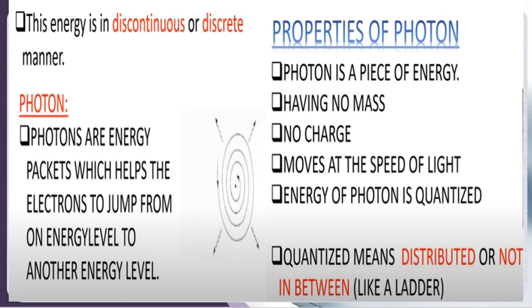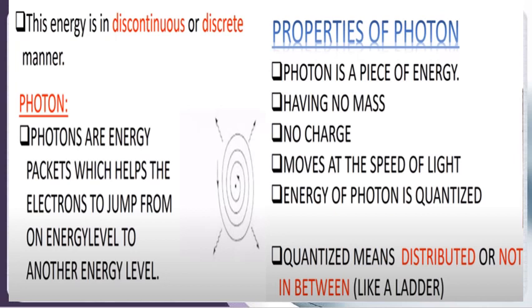Here the next one is given, that is, what is a photon? What is it? Now here the photons are energy packets which help the electrons jump from one energy level to another energy level, right? Now here you have a general definition given of what photons are and what you would call them, right?